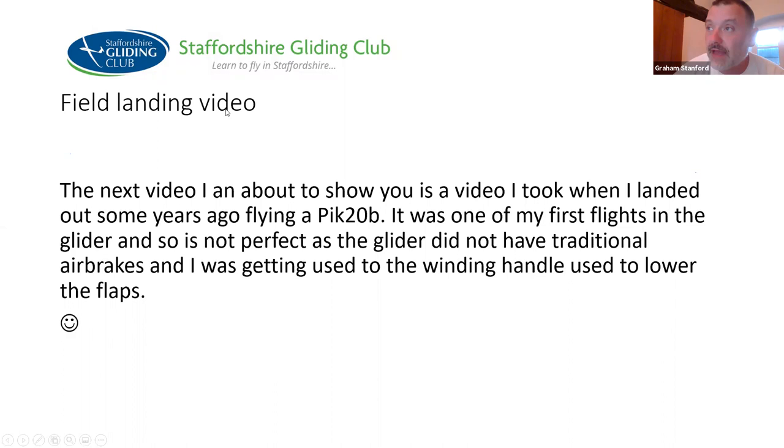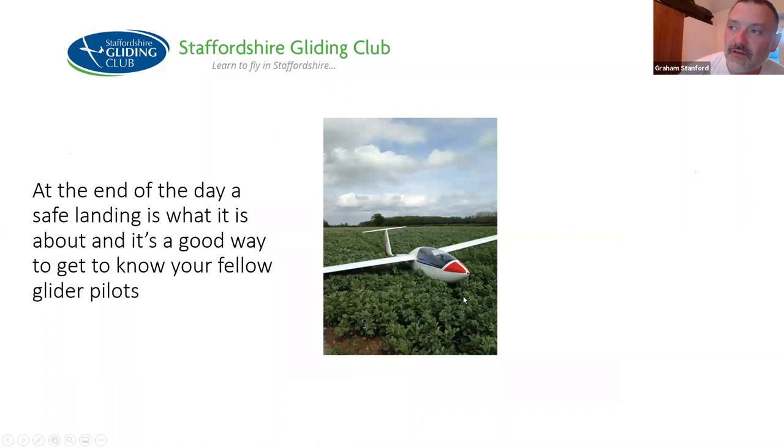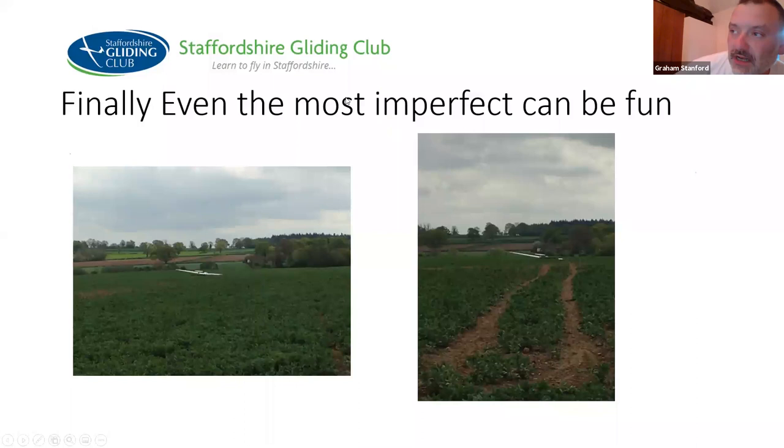Another field I landed in the same glider, not long after that. I was getting used to landing it in fields at that point. It was a nice bean field, not far away from the airfield. I didn't land in these tracks that you can see in the right-hand picture, but I landed in the field, and it didn't create a lot of hassle. If I just go back up again, we actually moved the glider out of the field along the track, so we did no damage to the farmer's field at all. He was happy.